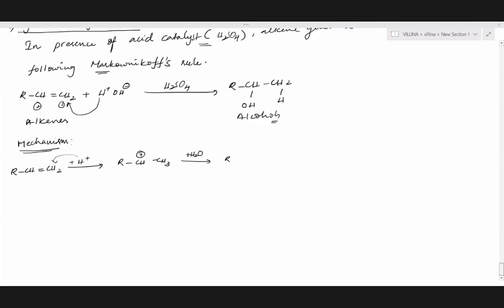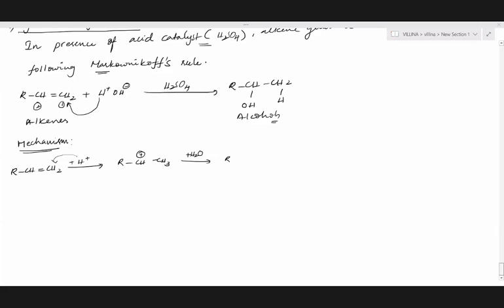After that, I will tell you the mechanism. Or else let me give you the mechanism here itself, because the mechanism is also easy to understand. Because this is an electrophilic reaction, obviously, the first step will be addition of H plus to the C=C. So where will it add? To this carbon. So you have R, CH plus and CH3.